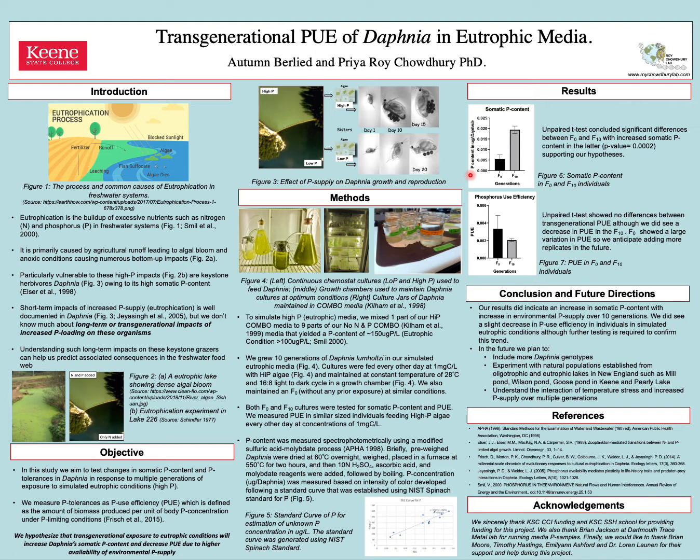Once 10 generations were obtained, I tested PUE and P content. We measured P content using a sulfuric acid molybdate process first published in 1998 for zooplanktons. This process takes 3 days and involves drying the Daphnia overnight, weighing them on a microbalance that gives precise measurements, placing them in a furnace at 550 degrees Celsius for 2 hours to combust the organic parts, and then adding sulfuric acid, ascorbic acid, and the molybdate reagent that gives a blue color upon reacting with the phosphorus in the sample. We measure the intensity of this color using a spectrophotometer.